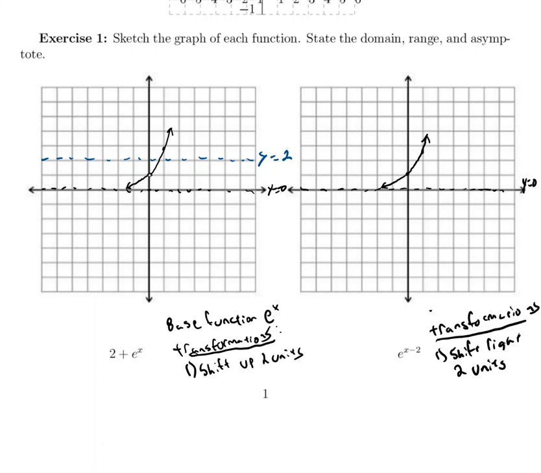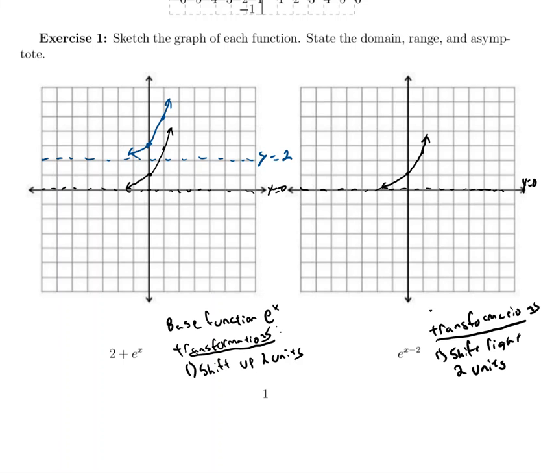And I can apply the same thing to my points. My point 0, 1 goes up 2 units. My point at 1, e is now going to 1, e plus 2. And that tells you that your picture is roughly this. Similar thing over on the right here.